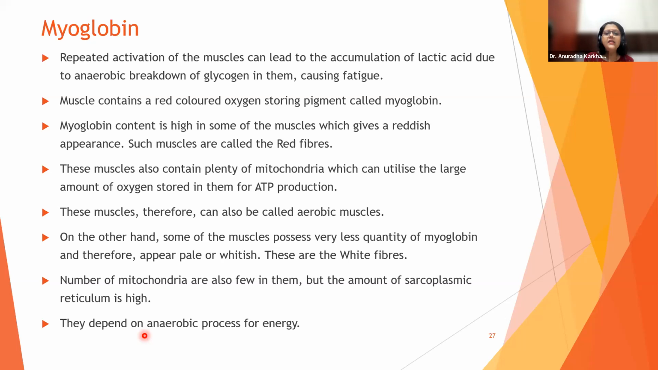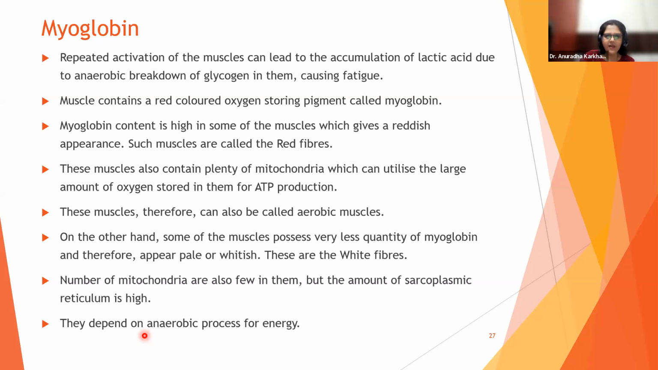On the other hand, some of the muscles possess very little myoglobin and therefore appear pale or whitish. They are called white fibers. The number of mitochondria present in them is also less, but the amount of sarcoplasmic reticulum is high. They depend on anaerobic processes for energy. So red muscle fibers are associated with aerobic processes, while white muscles are anaerobic.